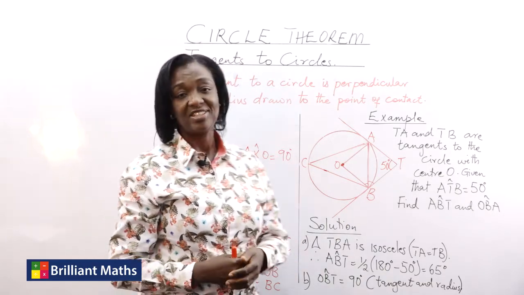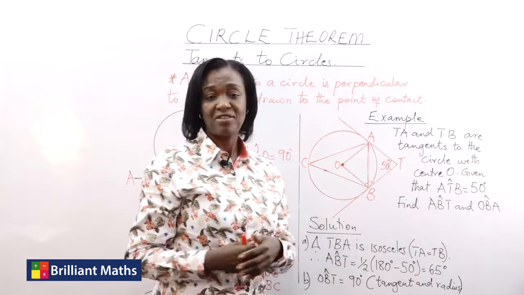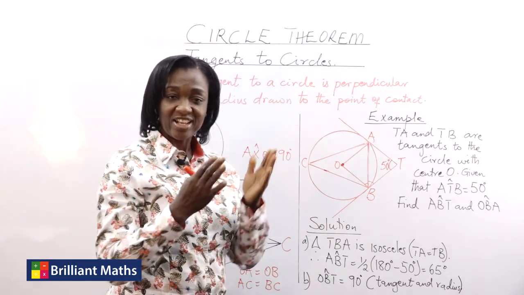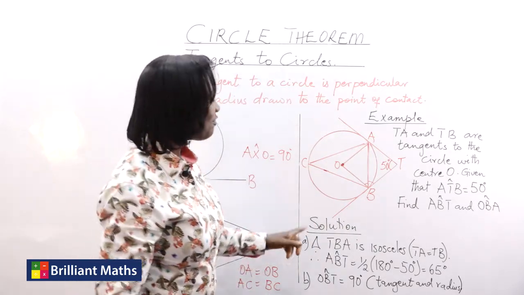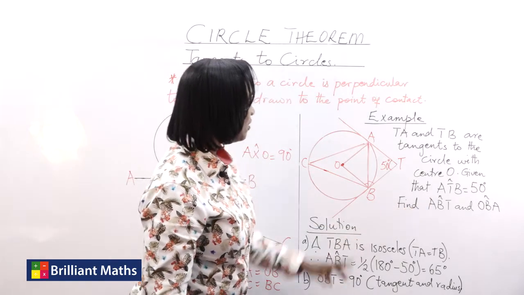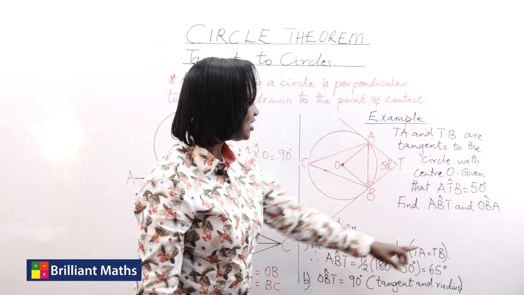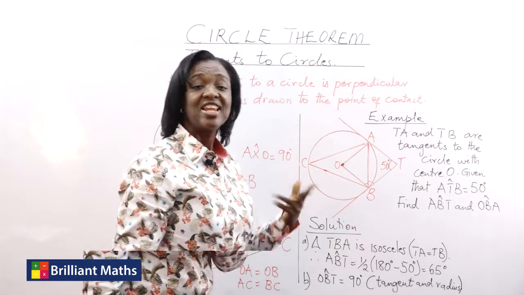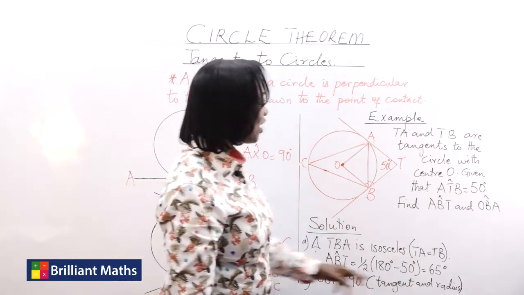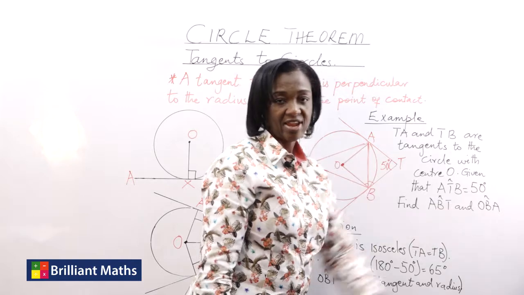Look at how easy it is. You look at the diagram and you think that it is difficult, but it is not. Just take it step by step. So we have found angle ABT. ABT is 65 degrees. The next question is find angle OBA.